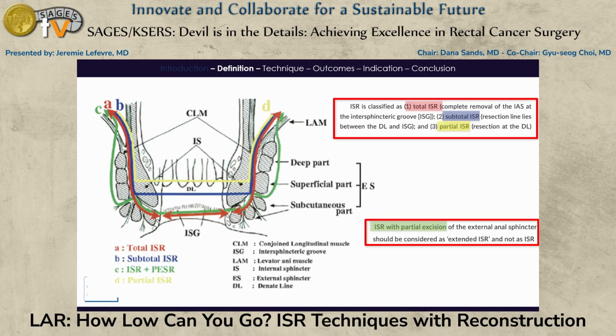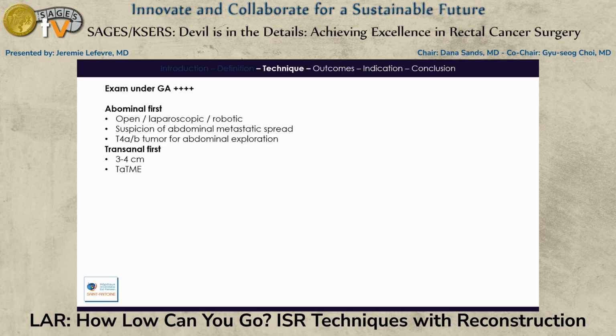When you talk about intersphincteric resection, you can resect the totality of the internal sphincter if you make the incision at the level of the intersphincteric groove. You can resect half or two-thirds of the internal sphincter if you make the incision below the dentate line, and one-third if you make the incision at the level of the dentate line. I won't talk about extended intersphincteric resection, which means that you resect the totality of the internal sphincter and part of the external sphincter.